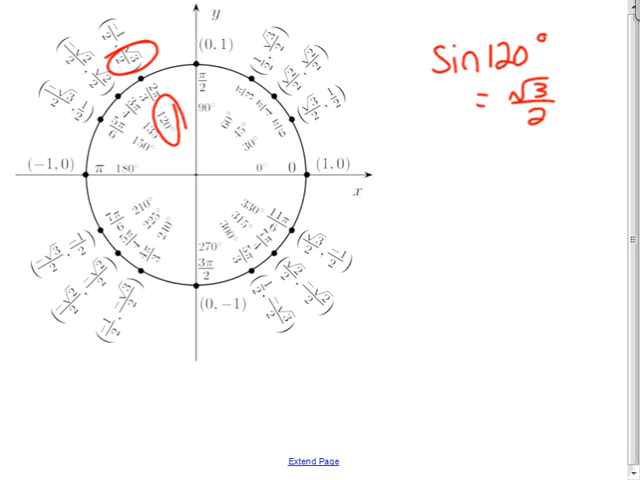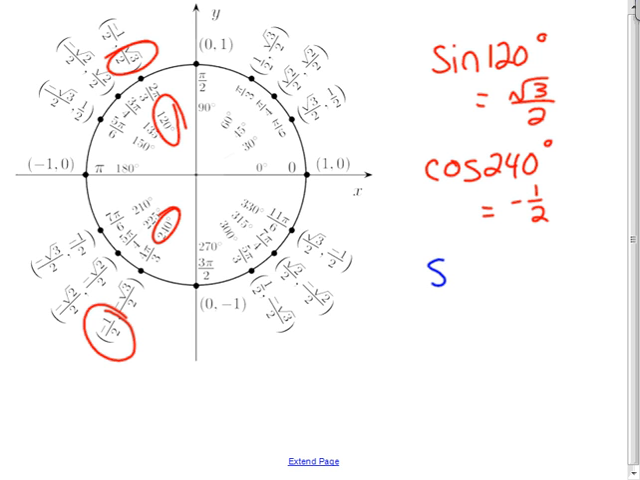Cosine of 240 next. So cosine of 240 degrees. You'll start to get good at where things are located. Here's 240 degrees. Cosine is your x value. So it's negative 1/2. You find your degree measures, it spits out your values. We also have to be able to do the same thing with radians.